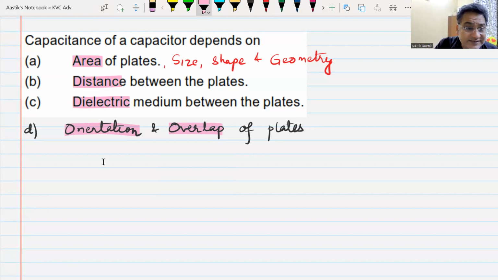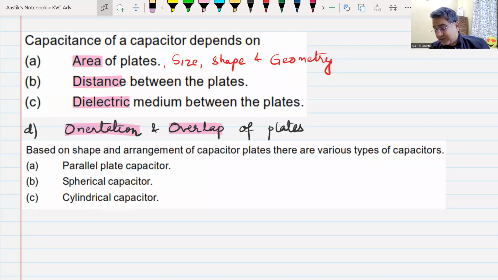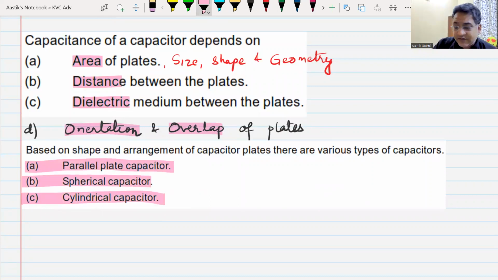Now, depending on the shape and the arrangement of plates, there are three different types of capacitor: parallel plates, spherical, and cylindrical. And we will try to do them in today's class. I'll give you 2 minutes to note this down. And then we write the next heading, and the next heading is parallel plate capacitor. Now, what do you mean by a parallel plate capacitor?